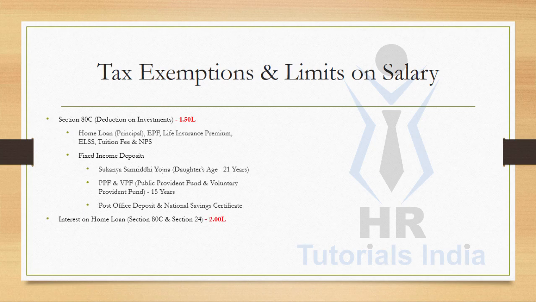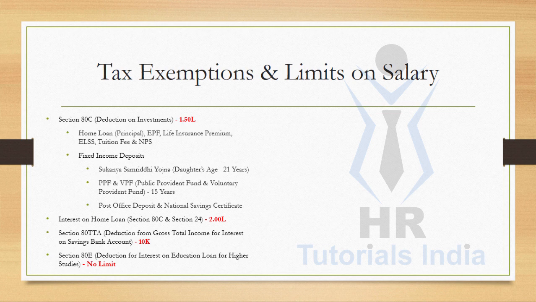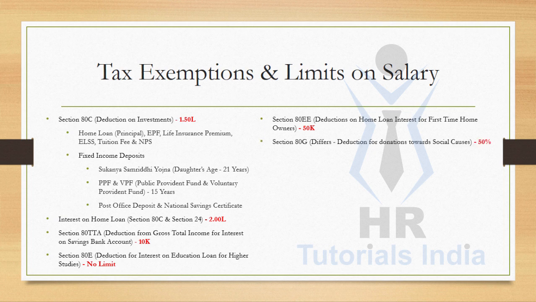Interest on home loan under Section 24, and the limitation is up to 2 lakhs. Section 80TTA, deduction from gross total income for interest on savings bank account, and the limitation is 10,000. Section 80E, deduction for interest on education loan for higher studies, and has no limit. Section 80EE, deductions on home loan interest for first time home owners, and the limitation is 50,000. Section 80G, deduction for donations towards social causes, and the limitation is 50%.